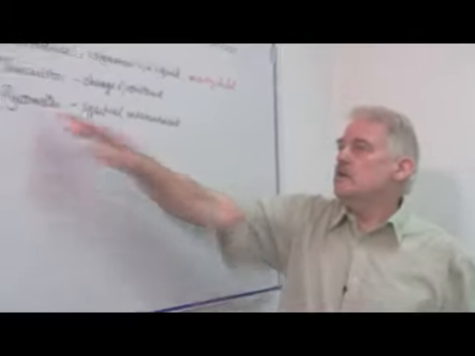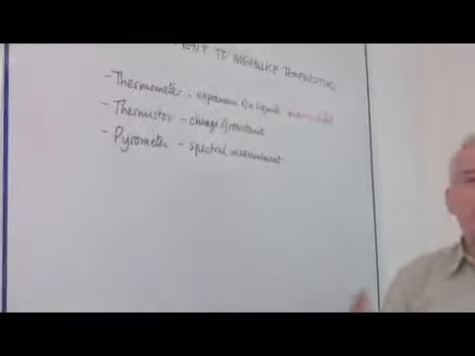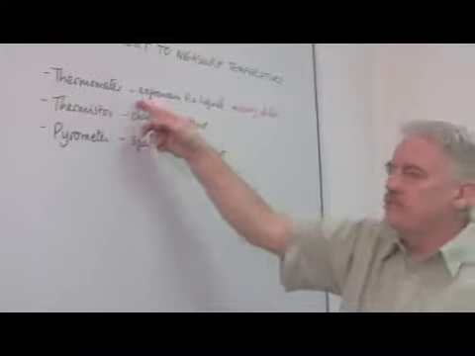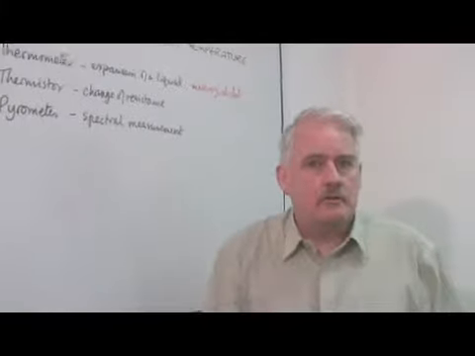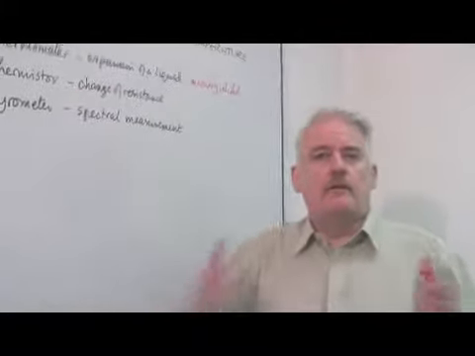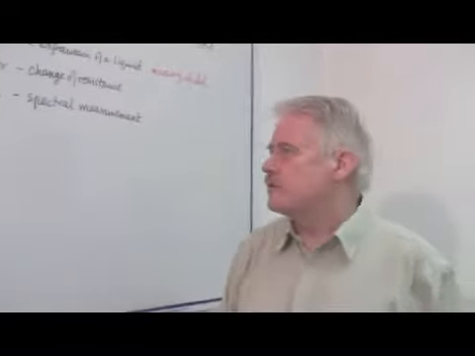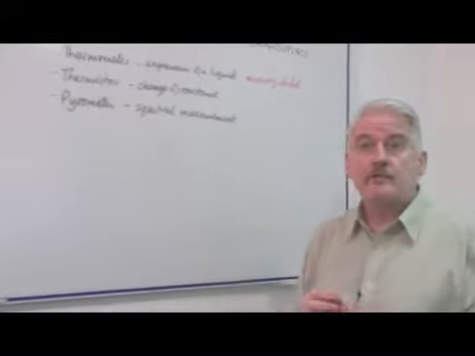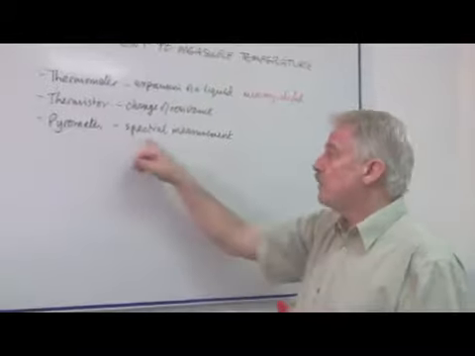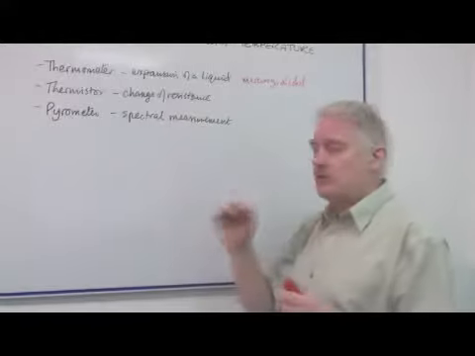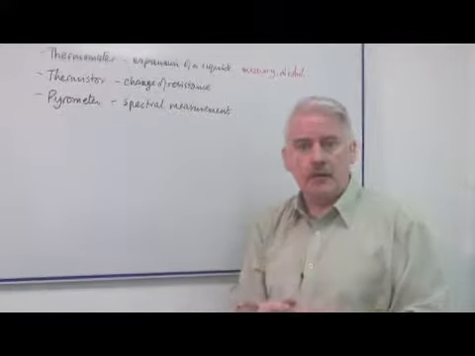Another one is the pyrometer. If you've got very, very high temperatures, for example, if you put a thermometer in it, it would actually melt the thermometer. Or if you put a thermistor in, it would melt the thermistor. You can't measure those high temperatures using a conventional thermometer. You have to have something else. And a pyrometer is a device which looks at the spectrum, looks at the light coming from the object.